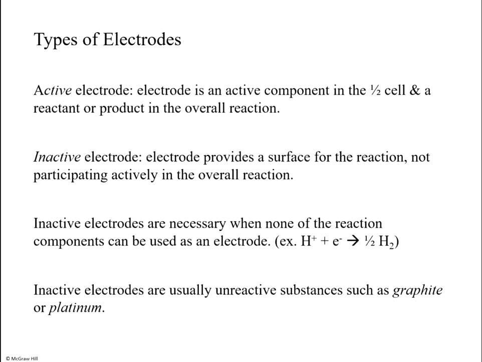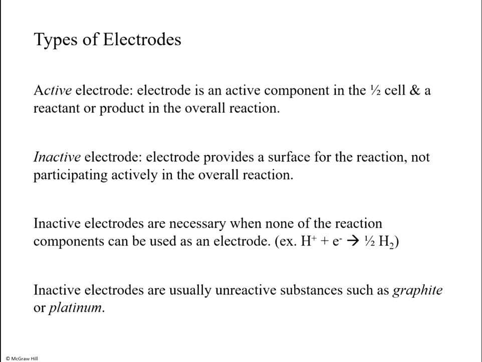In the previous system, our electrodes were a piece of zinc metal and a piece of copper metal. These are what are called active electrodes. An active electrode is one that is an active component in the half cell and a reactant or product in the overall reaction. In other words, it's either oxidized or reduced, whether it's at the anode or the cathode.